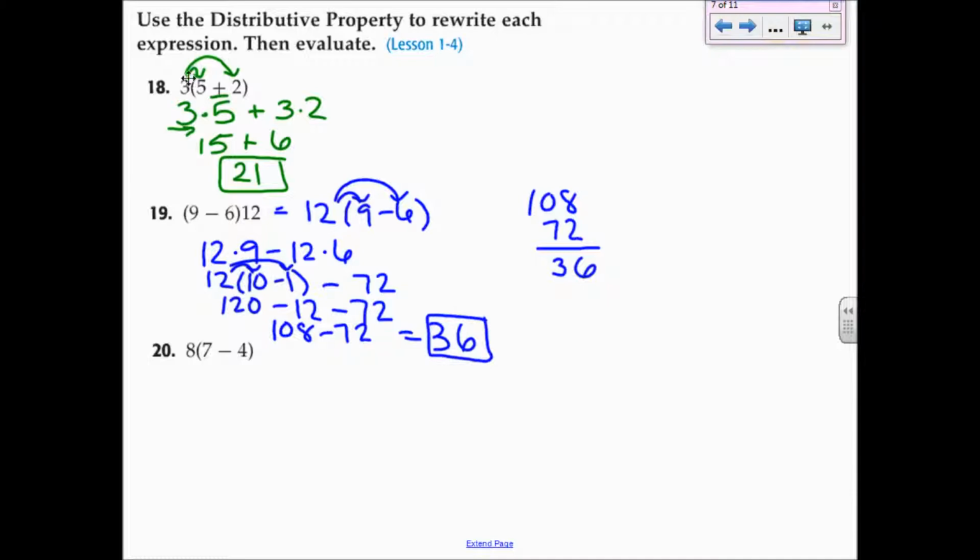Again, the whole usefulness of the distributive property is to be able to do mental math quickly. And we're not going to use calculators on the quiz on Friday. All right, and the last one, distribute the 8 through. So I have 8 times 7 minus 8 times 4. 8 times 7 is 56, minus 8 times 4 is 32. So I would have 24.